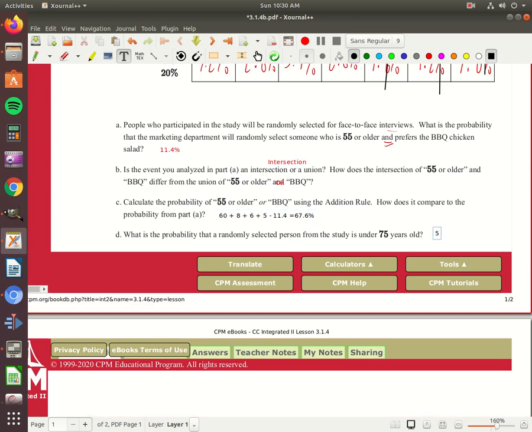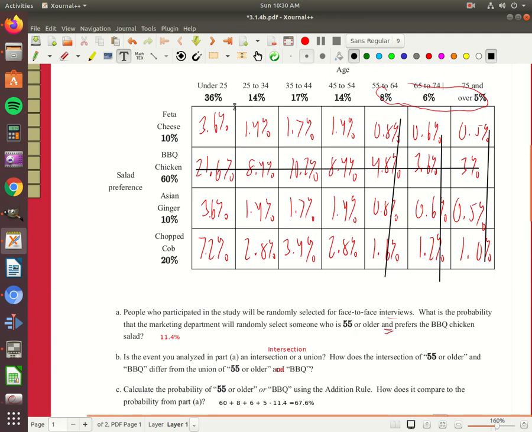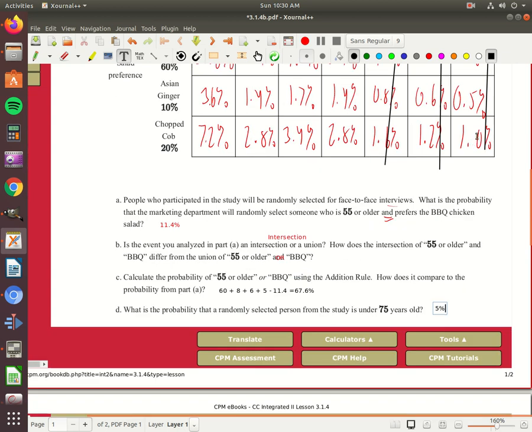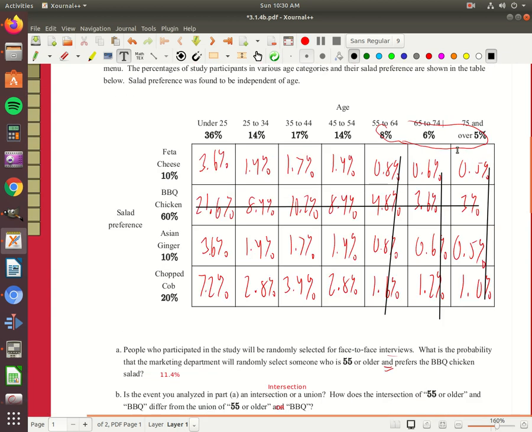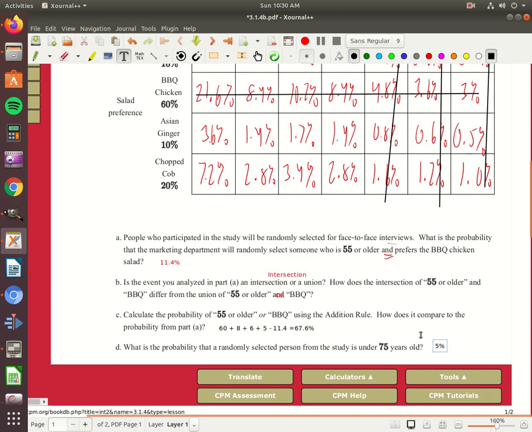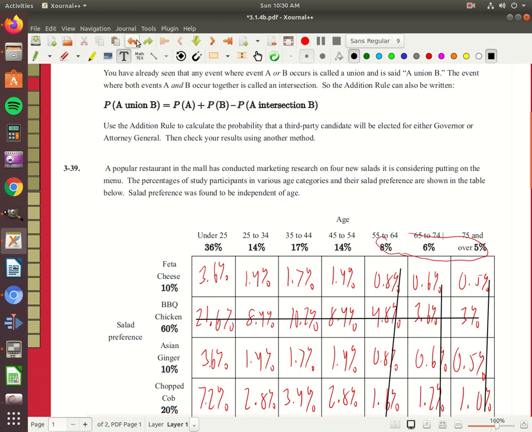Or the next question asks us the complement. The complement says we can do the opposite. We could say this is 100% of the people, and 5%... I'm sorry, what's the probability the randomly selected person is under 75? I'm sorry, I read that wrong. Let me try that again. I'm going to redo that here. By the way, I got a bunch of crap on this, so let me get rid of this.